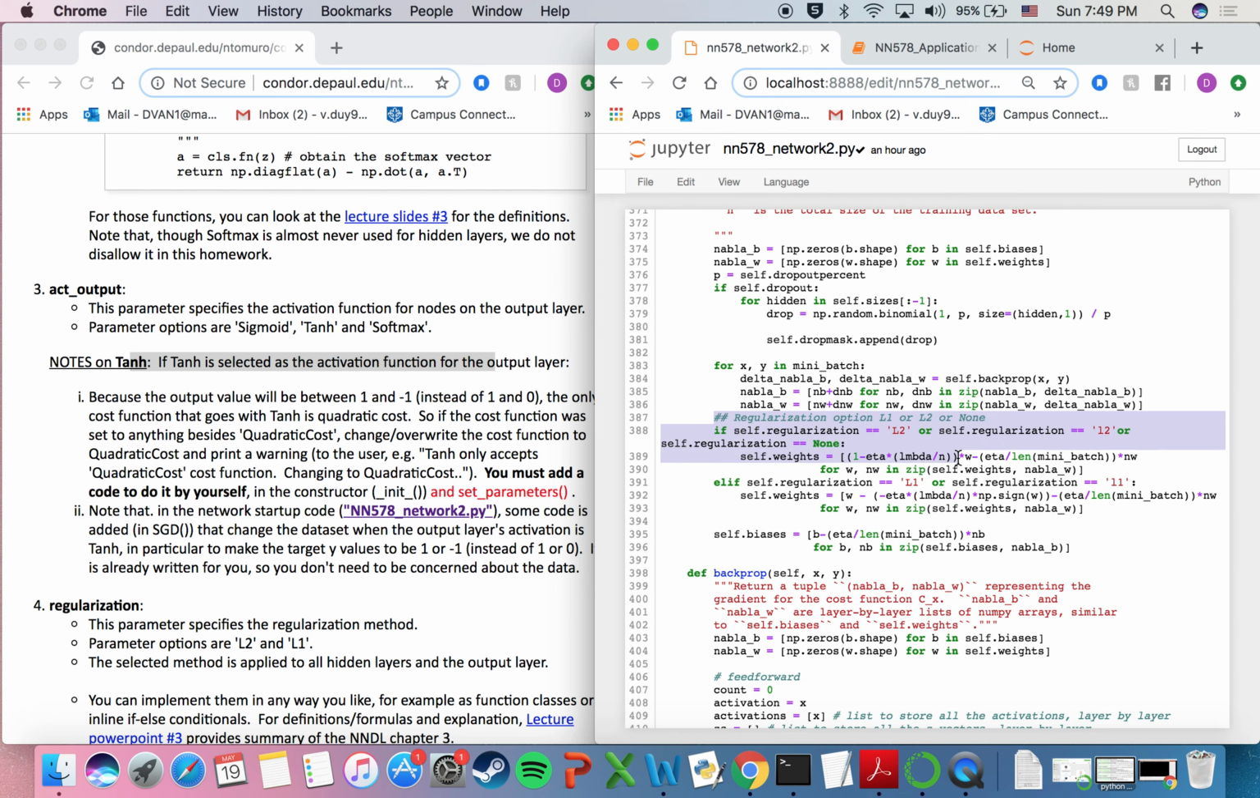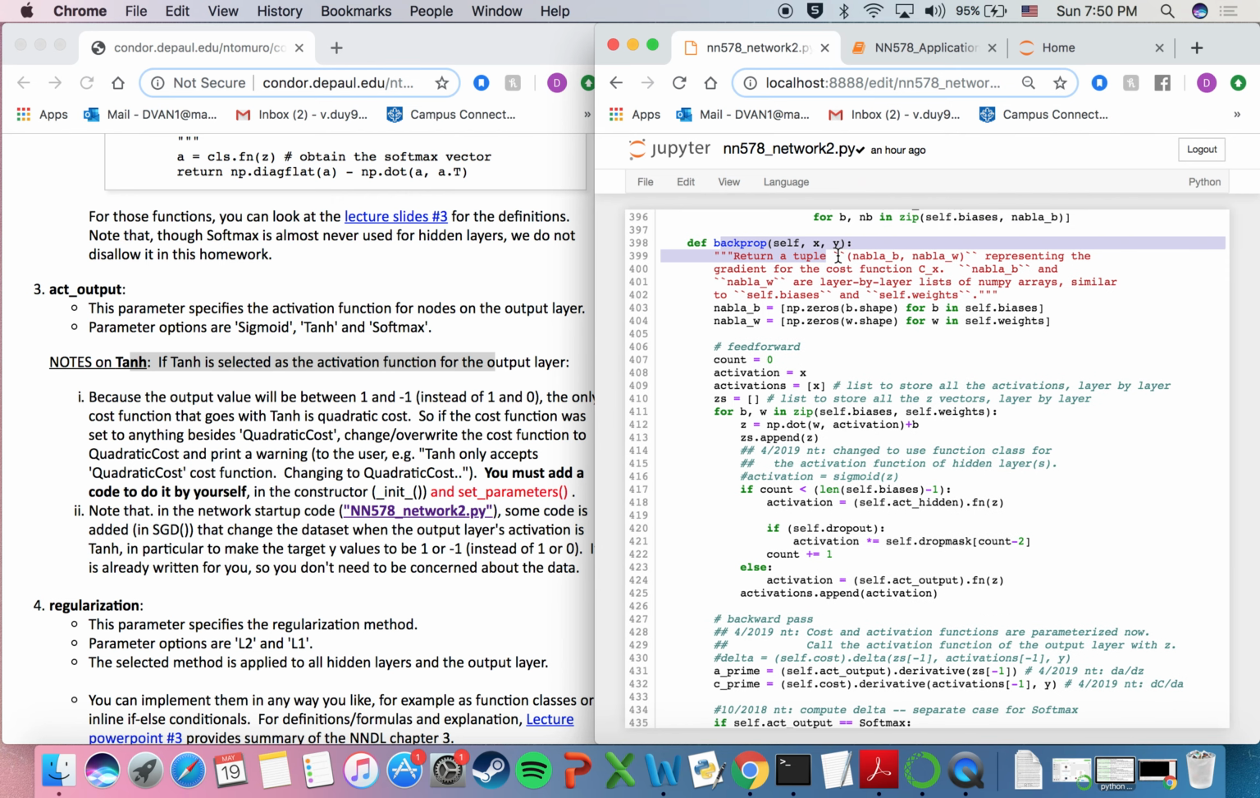For the regularization, it's going to be the option between L1 and L2. With L2, we have this calculation to update the weight, and for L1 we have a different calculation. The bias is not going to be affected.